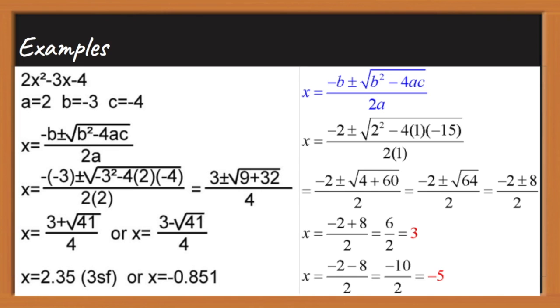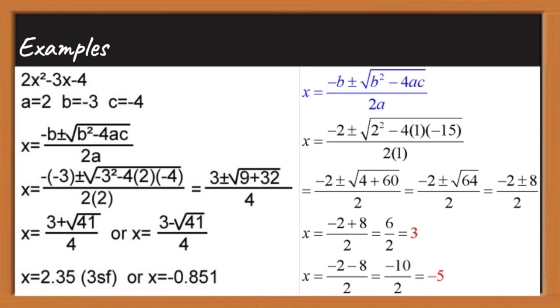If we plug them all in correctly, it will look like this: minus minus 3 plus or minus the square root of minus 3 squared minus 4 times 2 times minus 4, over 2 times 2. And this will turn into: 3 plus or minus the square root of 9 plus 32, divided by 4. And since there is plus and minus, we can separate into two different equations.